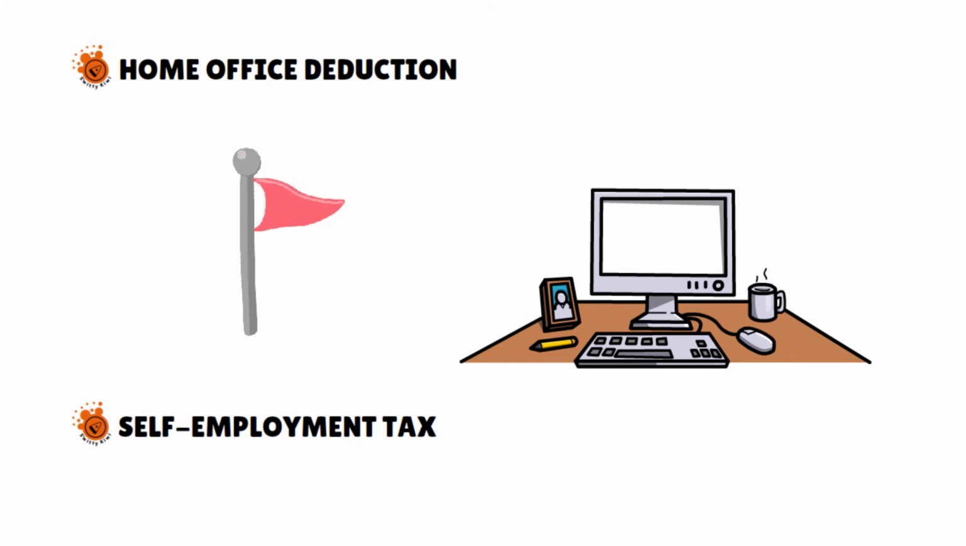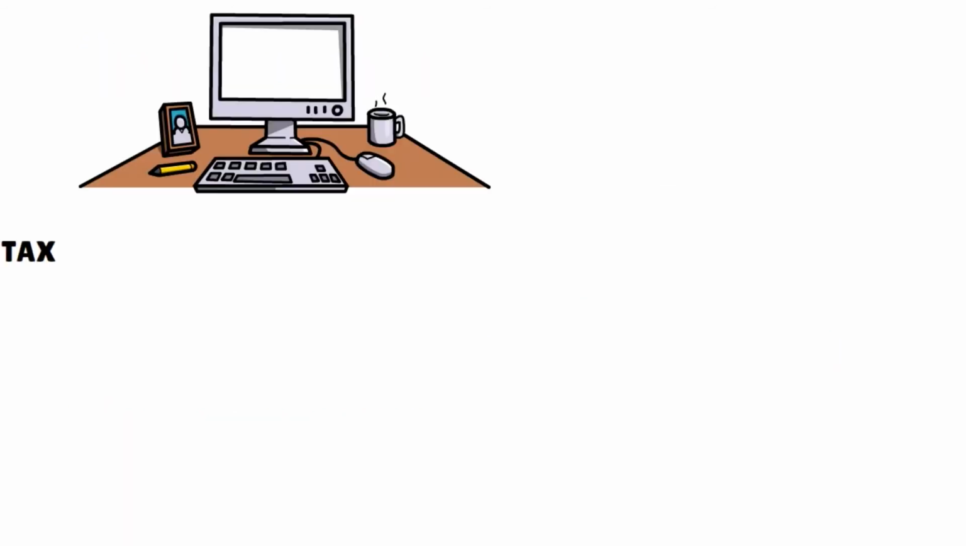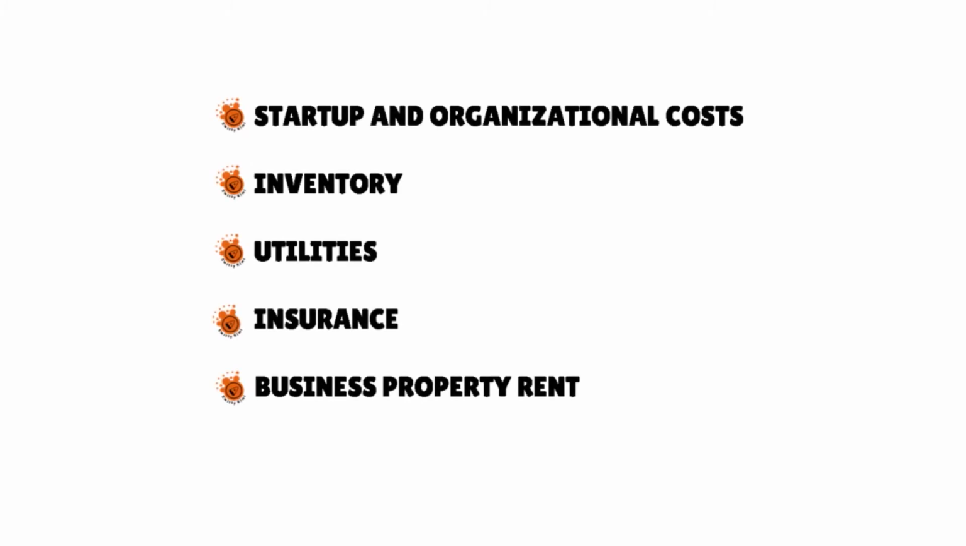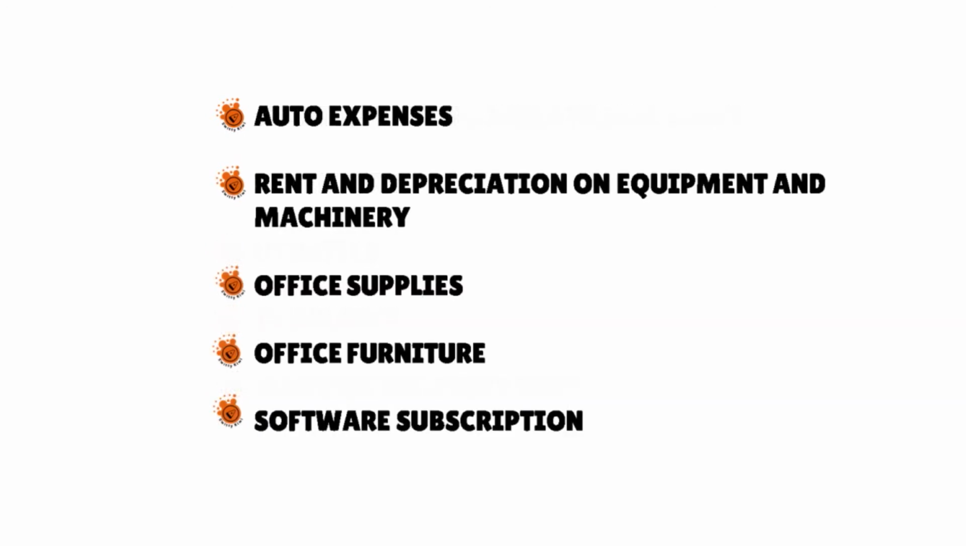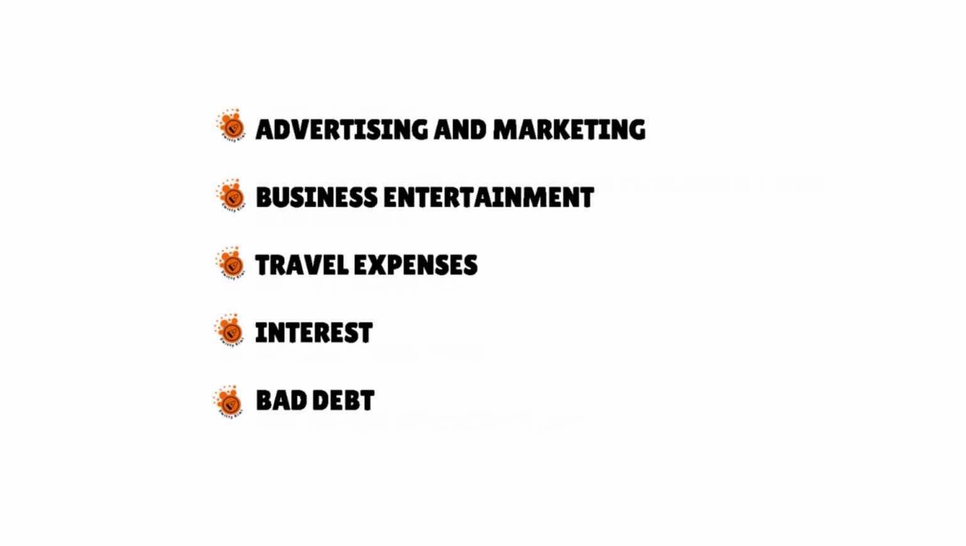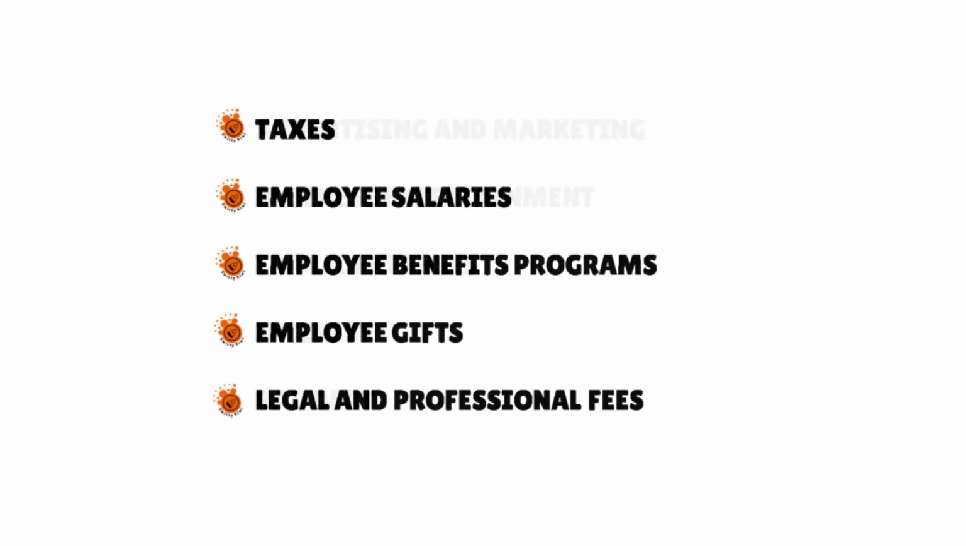Now, let me give you very quickly other overlooked business tax deductions. You have startup and organizational costs, inventory, utilities, insurance, business property rent, auto expenses, rent and depreciation on equipment and machinery, office supplies, office furniture, software subscriptions, advertising and marketing, business entertainment, travel expenses, interest, bad debt, taxes, employee salary, employee benefits program, employee gifts, legal and professional fees. All of these are usually overlooked, but they are valid deductions that sole proprietors can claim.